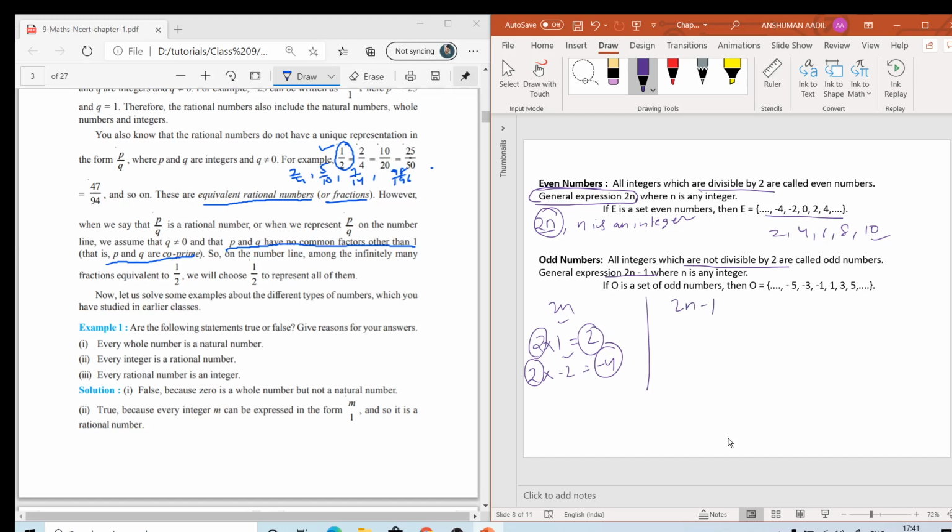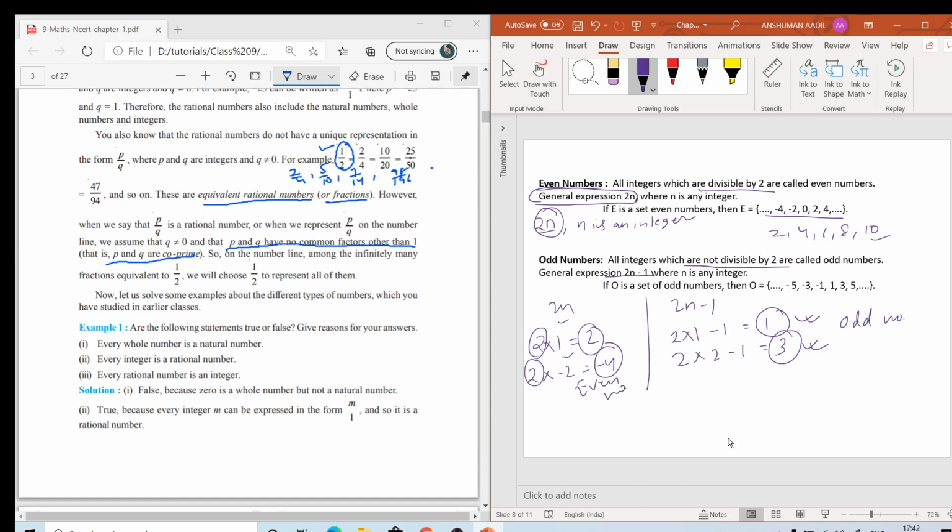So when we put n equals 1, 2 into 1 minus 1 equals 1. With n equals 2, 2 into 2 minus 1 equals 3. So what we are going to get here are numbers which are not divisible by 2, that means the odd numbers. And here we are going to get even numbers.